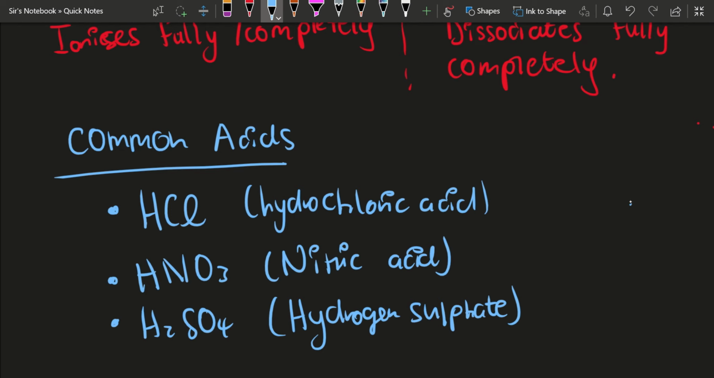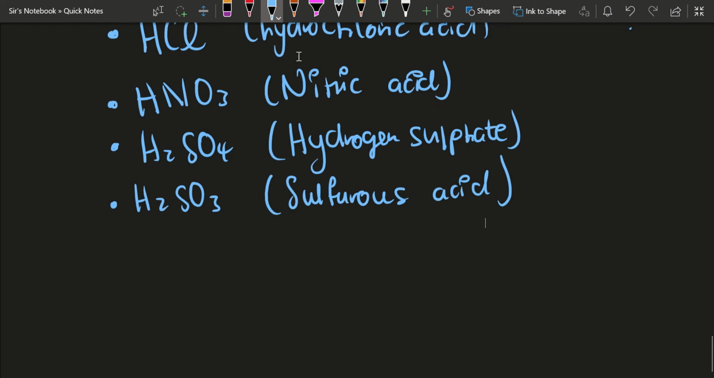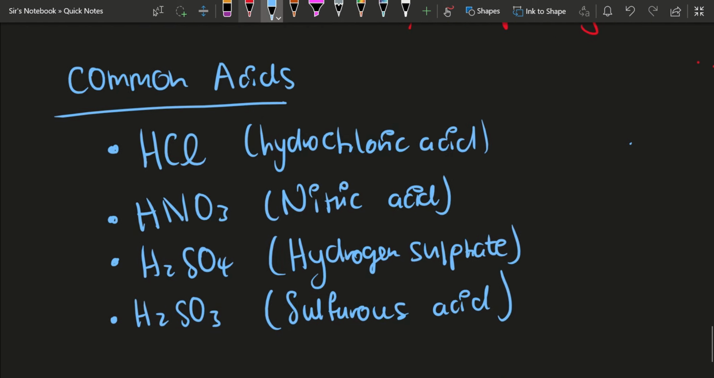And just remembered another one, H2SO3, and I think this is what we call sulfurous acid, yes. I have bad spelling, but anyway. Okay, so these are our common acids, but all of these acids I've listed here are regarded to be strong acids, right?